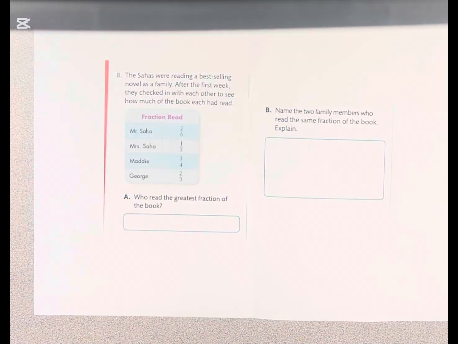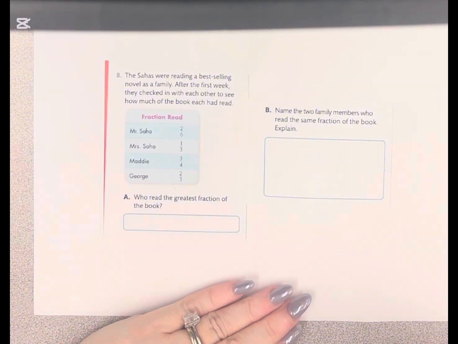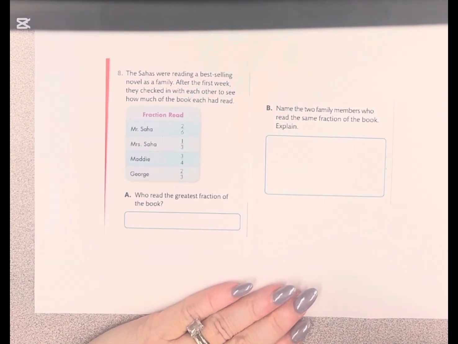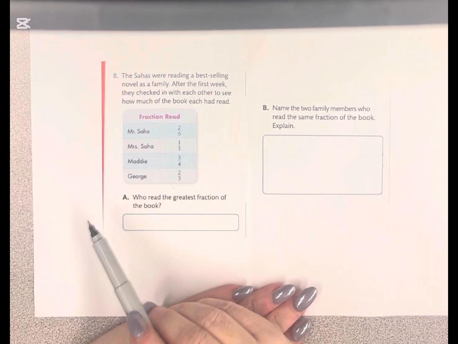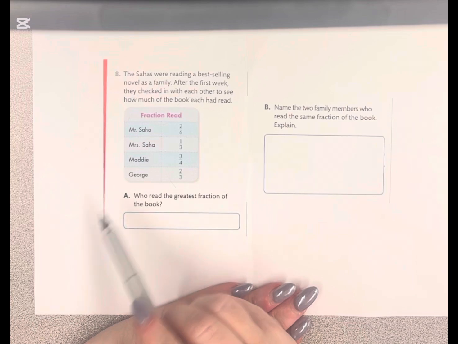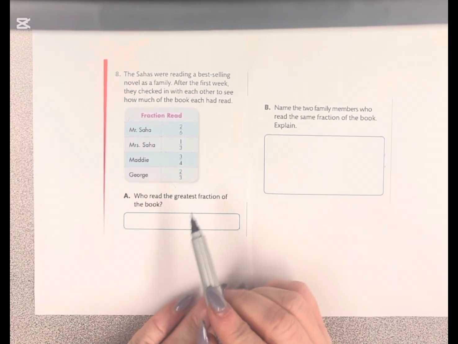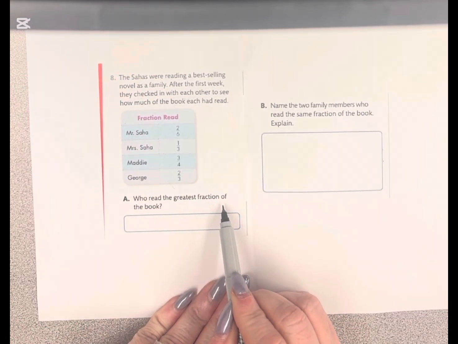Okay, so the Sahas were reading a best-selling novel as a family. After the first week, they checked in with each other to see how much of the book they each had read. So Mr. Saha read 2/6, Mrs. Saha read 1/3, Maddie read 3/4, and George read 2/3. Who read the greatest fraction of the book?